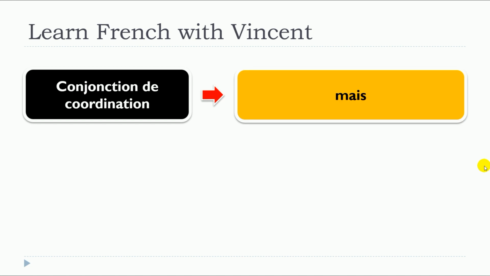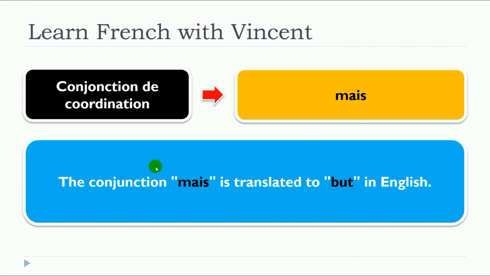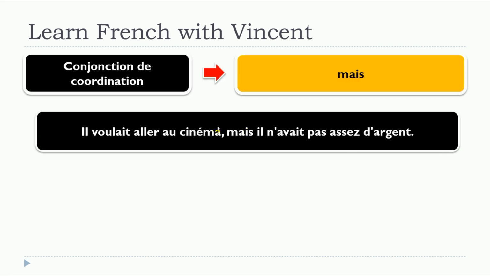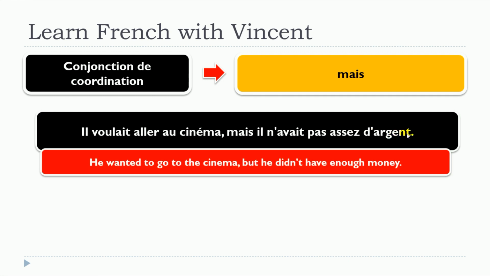So, in this lesson, we will concentrate on mais, and the conjunction mais is translated to but in English. So let's see some examples now. Il voulait aller au cinéma, mais il n'avait pas assez d'argent.